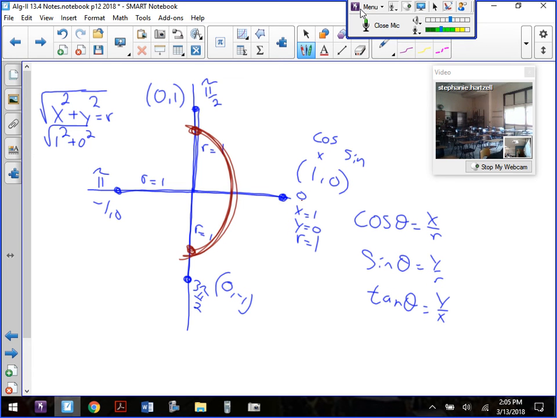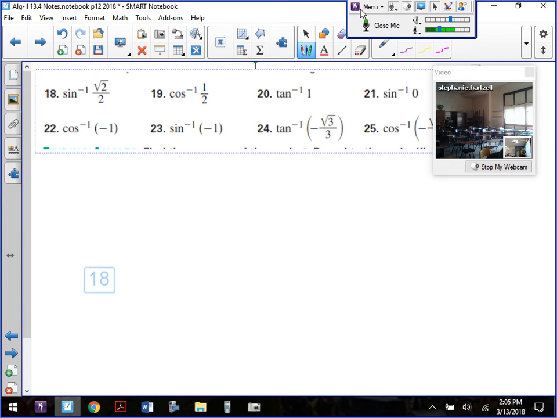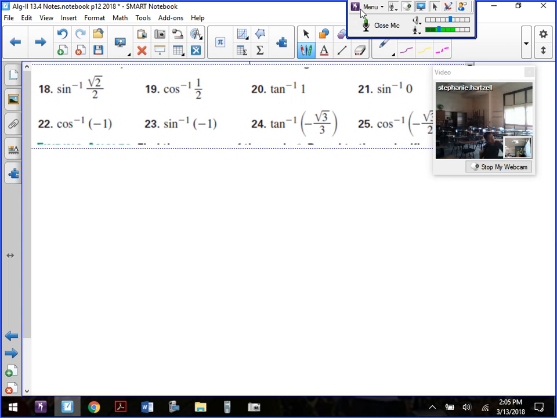Okay? If you have a 1 for tangent, that means you're at a 45, because when you're at a 45, your opposite and your adjacent are always the same value. If it's a negative 1, that means you're at negative 45, because you have an opposite and adjacent where one of them's positive, one of them's negative. That's how that works. Okay? So as you go back into 18 and 19, I'm okay in assuming that those are okay.